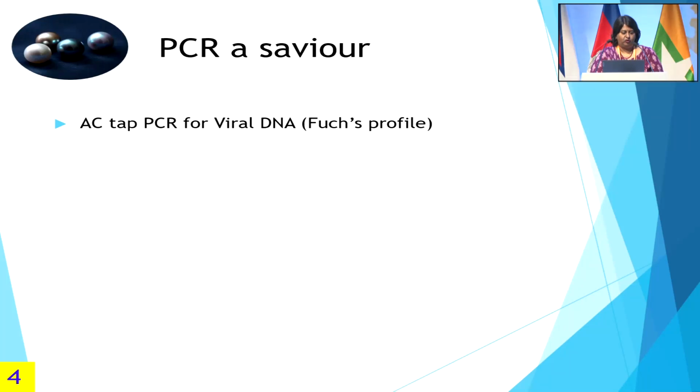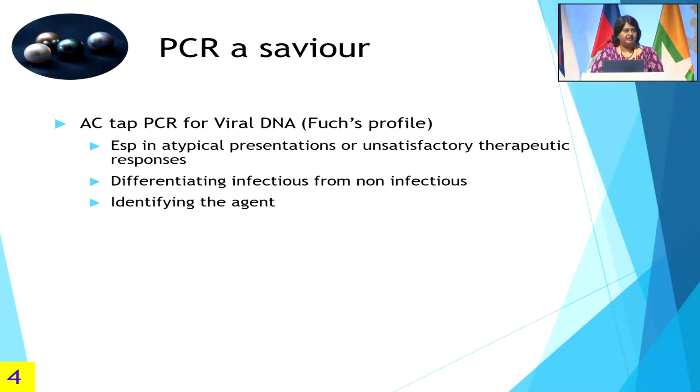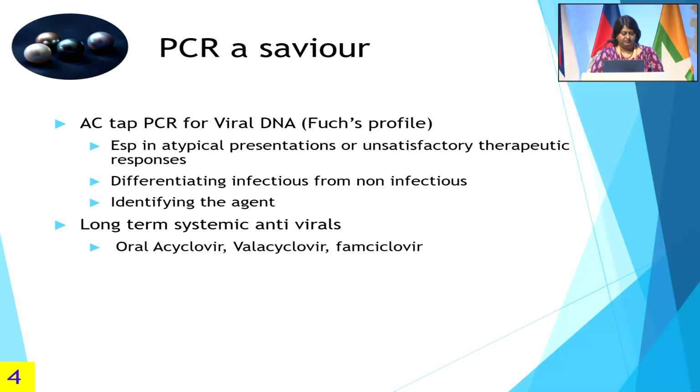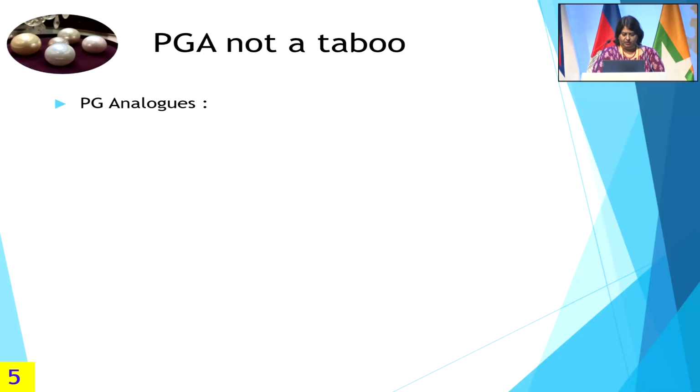That is the fourth pearl. AC tap for PCR for viral DNA, especially in atypical presentations and unsatisfactory therapeutic responses. It is important because it differentiates the infectious from the non-infectious and identifies the agent. So if you target the agent, then again control of IOP gets better. Topical antivirals may be useful in keratouveitis, but as such not in uveitis alone.